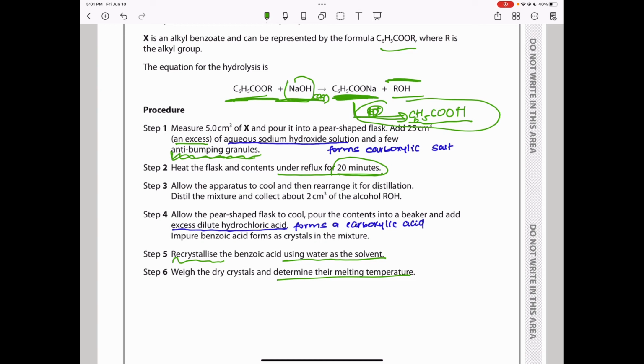Step 4, allow the pear-shaped flask to cool. Pour the contents into a beaker and add excess dilute hydrochloric acid. This is to form the carboxylic acid, in that step here, the part I showed you there. The impure benzoic acid forms as crystals in the mixture. And then step 5, recrystallize the benzoic acid using water as the solvent, and weigh the dry crystals and determine their melting temperature.